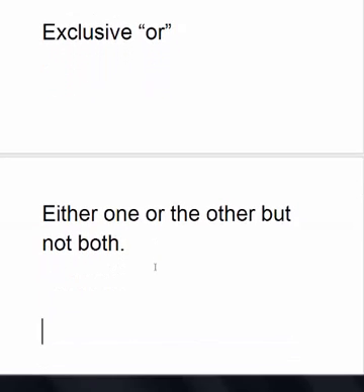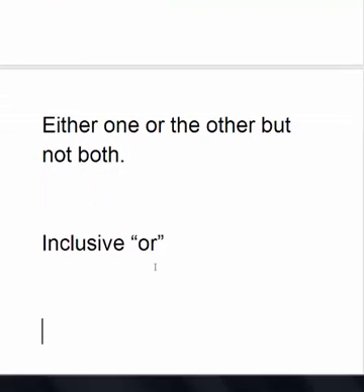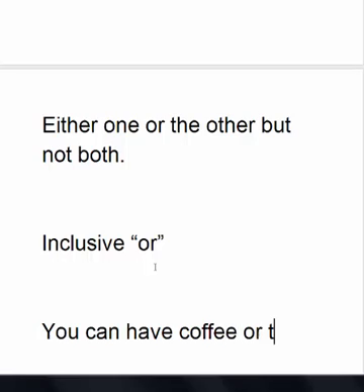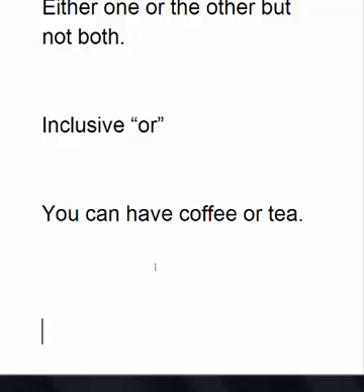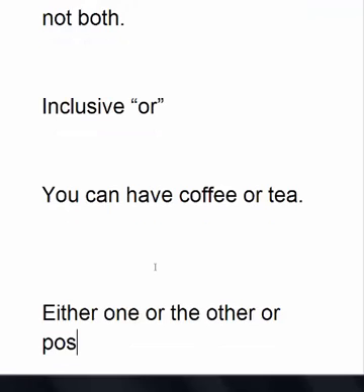But of course, then there is the so-called inclusive or. Here's a statement: you can have coffee or tea. Now, that might be ambiguous. Maybe the person who's telling you this means you can have one or the other, but not both. But I think it would be just as plausible to say that you can have coffee, or you can have tea, or you can have both coffee and tea, and that would be the inclusive sense of or. That is, either one or the other, or possibly both.